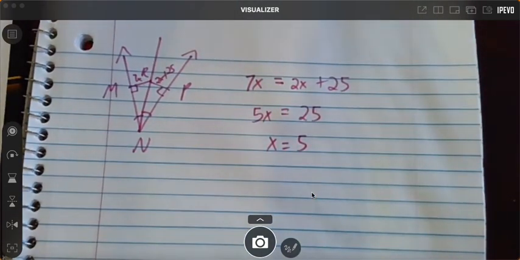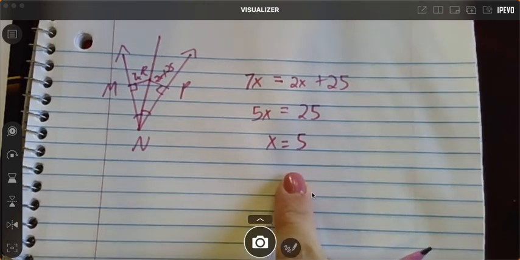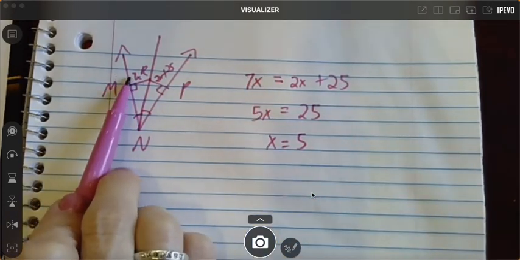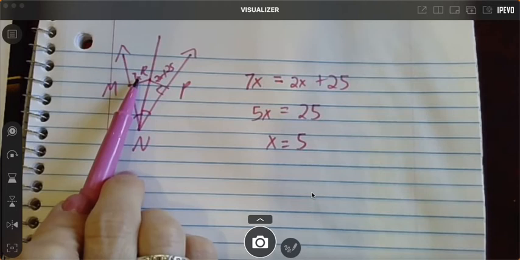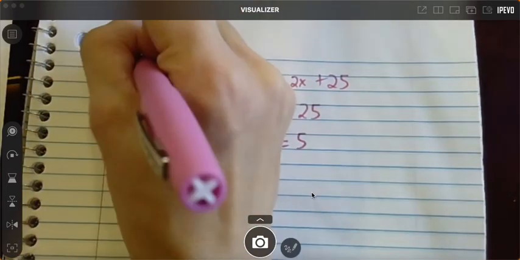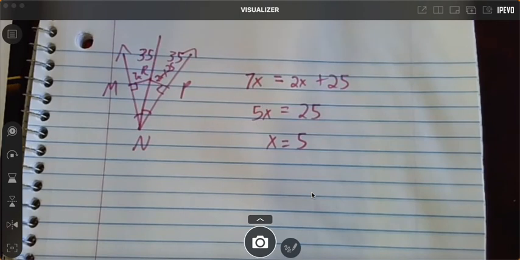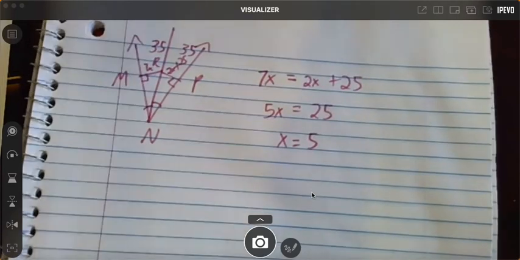So it may tell me to stop there, or what else would it probably tell me to do? Plug it back in to find those lengths. So x equals 5 may be my answer, or that 7 times 5. What is 7 times 5? 35. So those lengths may be 35. That might be what it's asking for. Okay? Do we kind of get this? That's the whole lesson for this one.